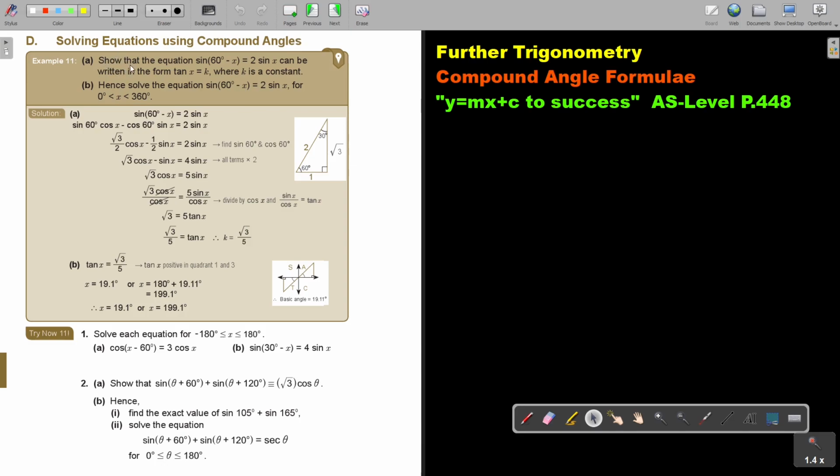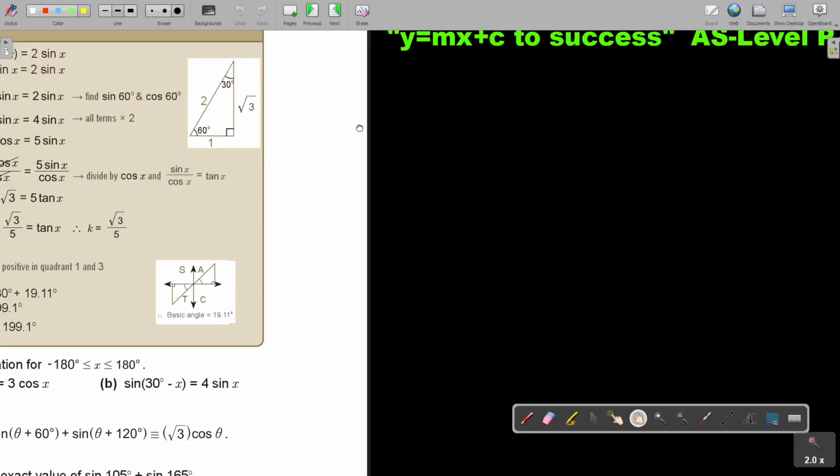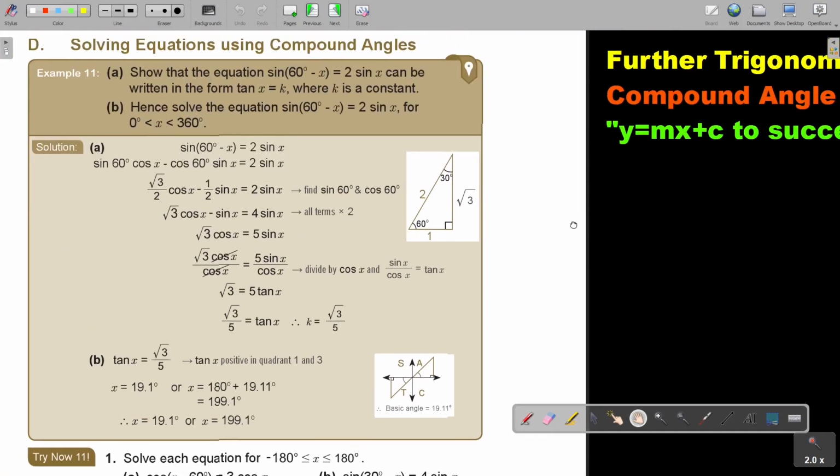I'm going to start with an example. Show that the equation sin(x + 60°), and you know the formula, is equal to 2 sin x, can be written in the form tan x equals k, where k is a constant. And again, I'm going to make it a little bit bigger.